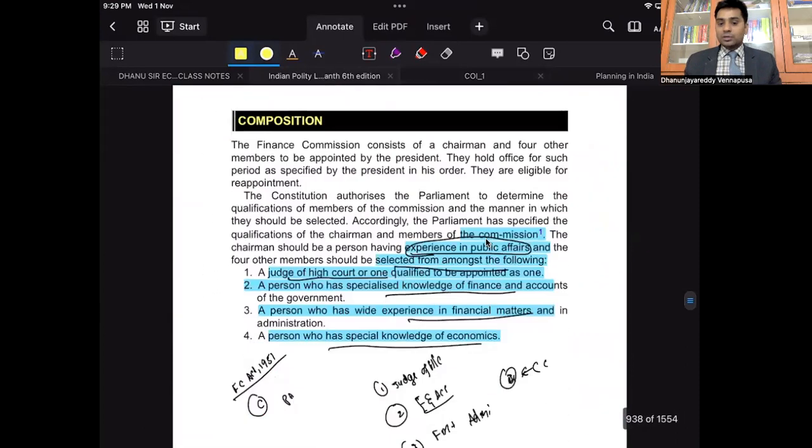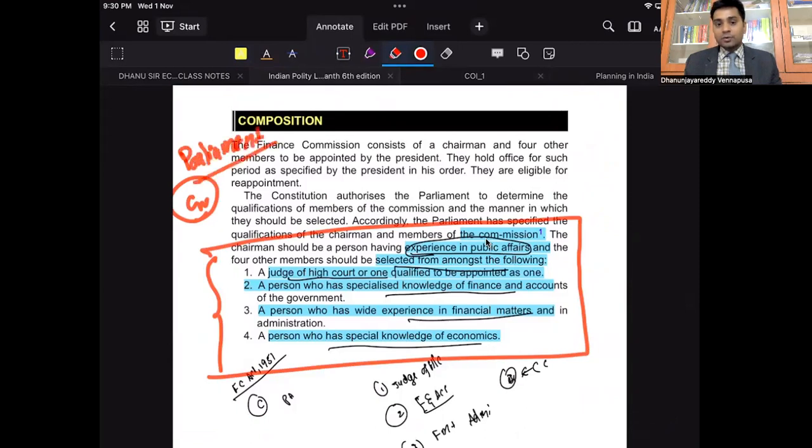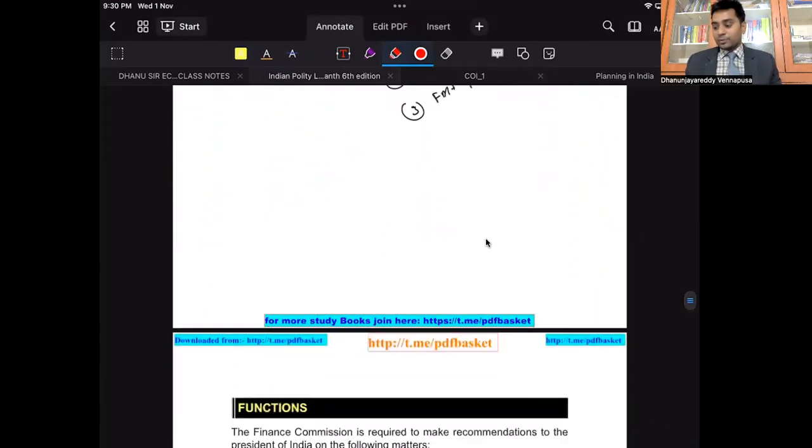Subsequently, you have to look at the composition. This composition is laid down in the Finance Commission Act. The Constitution has not prescribed the qualification of members. The Constitution didn't define it. It was defined by Parliament, because the Constitution has given it to Parliament to decide what should be the qualifications of members. That is another thing that you have to remember.